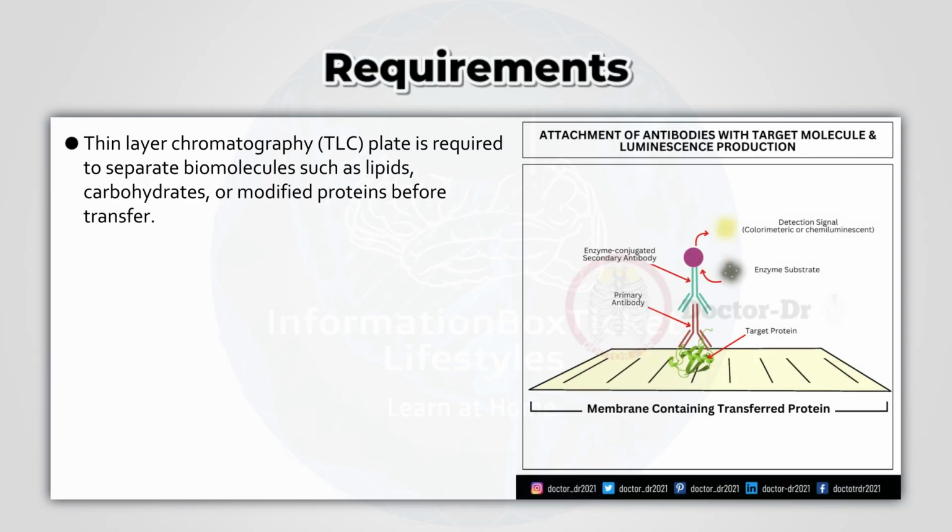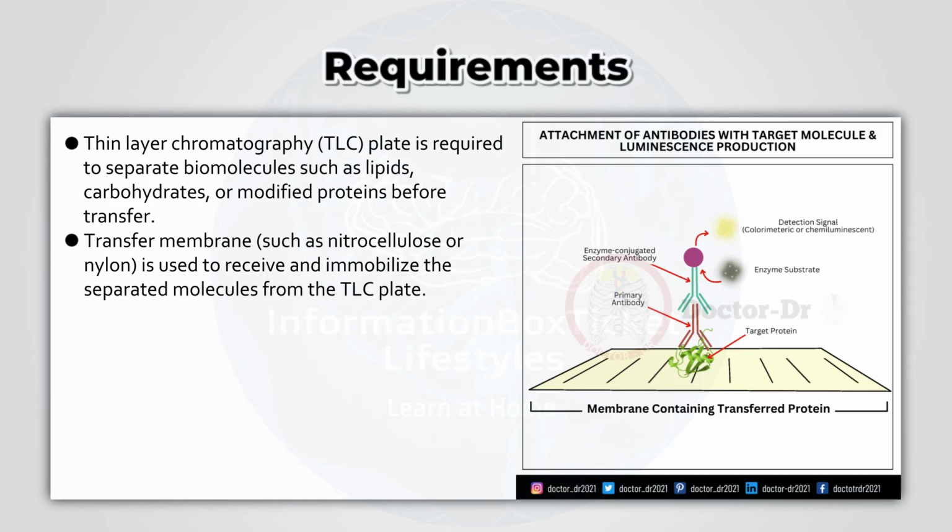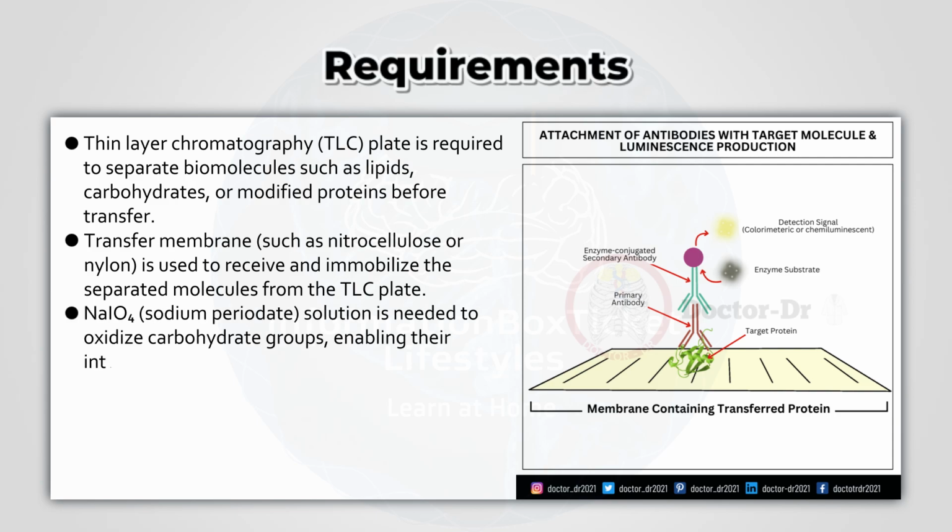Requirements. Thin layer chromatography, TLC plate, is required to separate biomolecules such as lipids, carbohydrates, or modified proteins before transfer. Transfer membrane, such as nitrocellulose or nylon, is used to receive and immobilize the separated molecules from the TLC plate.